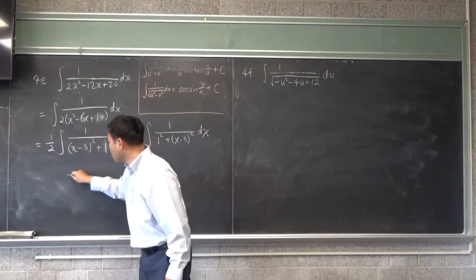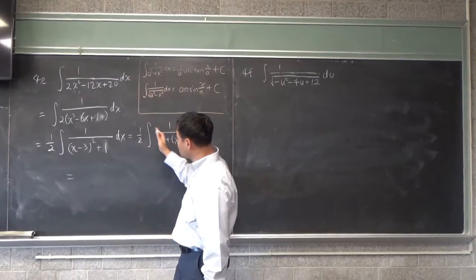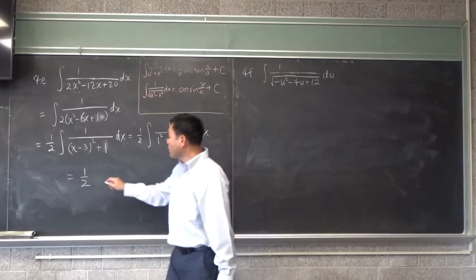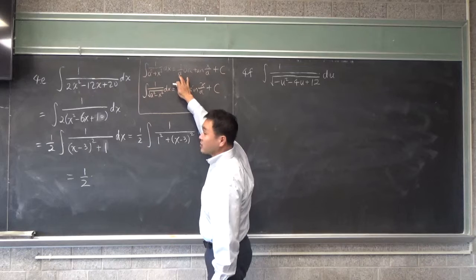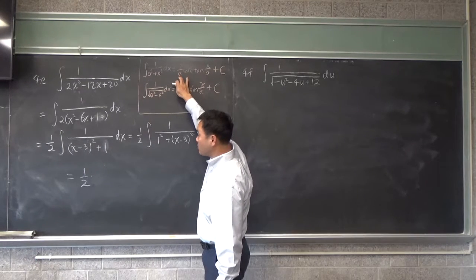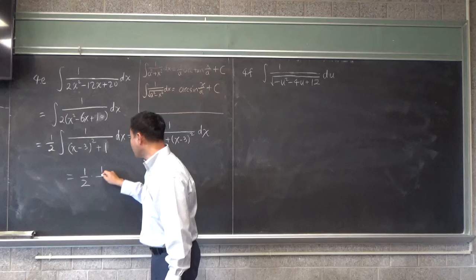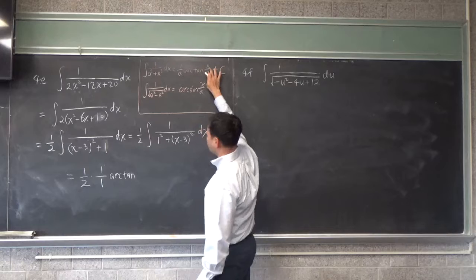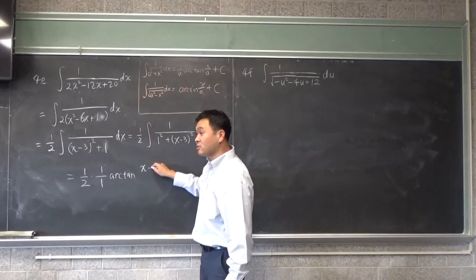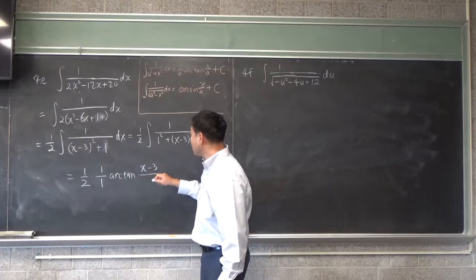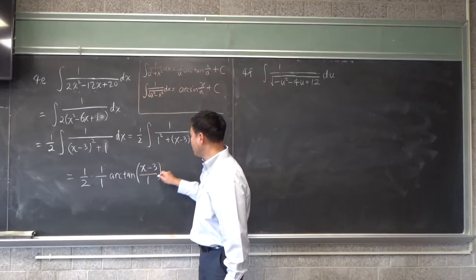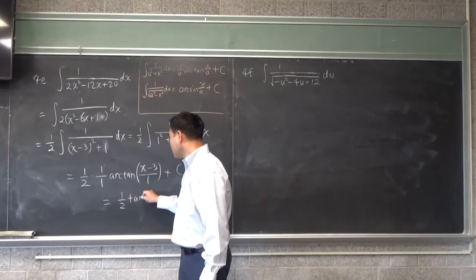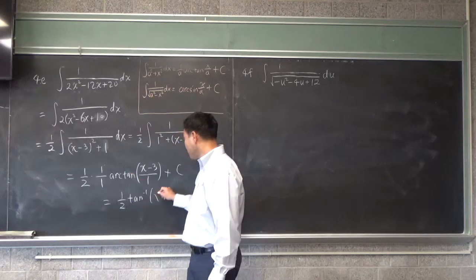So we're going to use the formula. But be careful, whenever you pull some number out, it's easy to forget it's still there. And it's 1 over what? So A is 1, right? So it's 1 over 1 arctan of what? X minus 3. Instead of x, you have x minus 3 divided by 1. And if you simplify, this is 1/2 tan inverse of x minus 3.